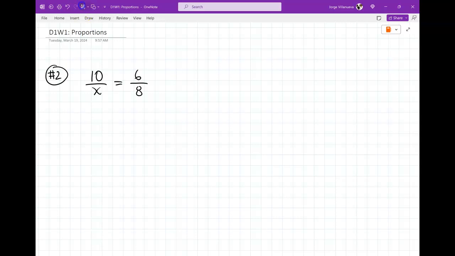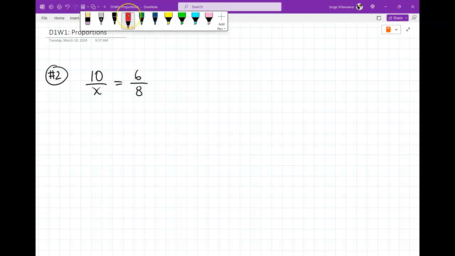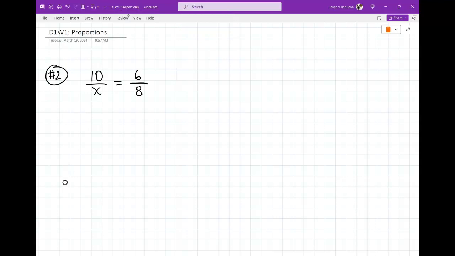Now you can always reduce if you want to. I would recommend it, but you don't have to. So what I'm going to do is write it as 10 over x, and 6 over 8 I can reduce by 2. That becomes 3 over 4. It just makes it so that the numbers you're getting when you multiply become a little easier.